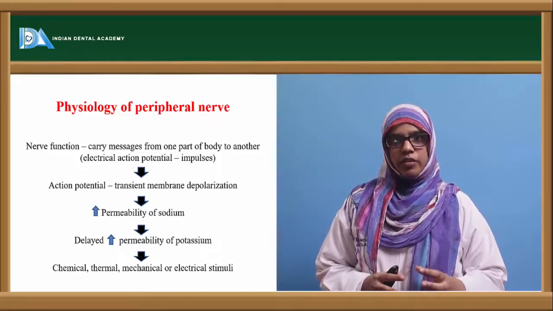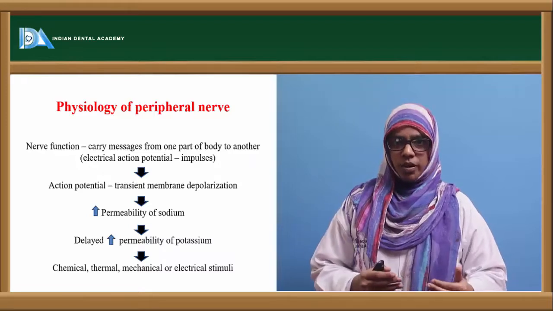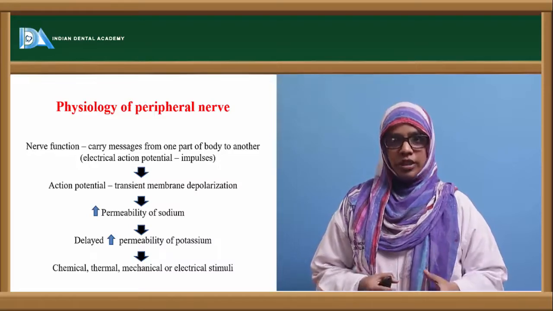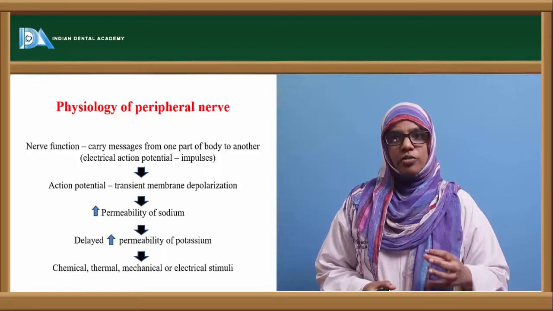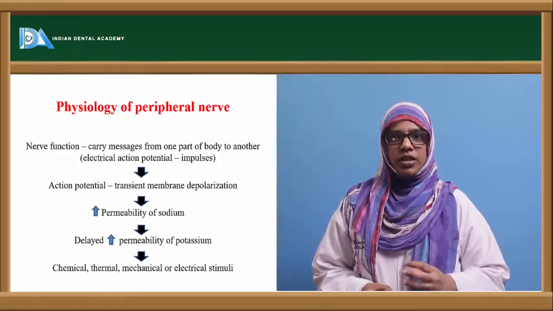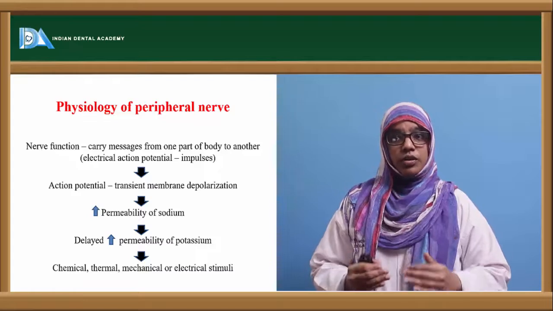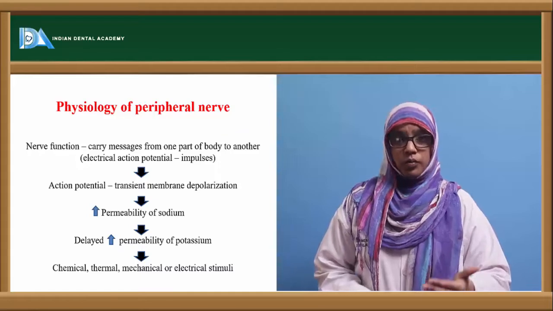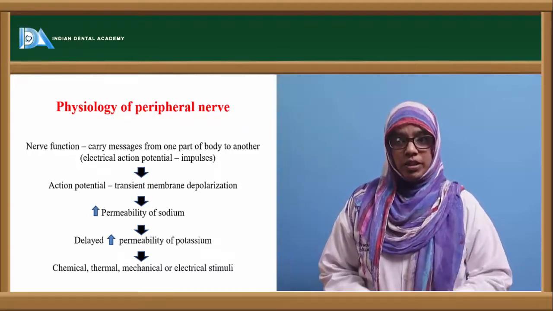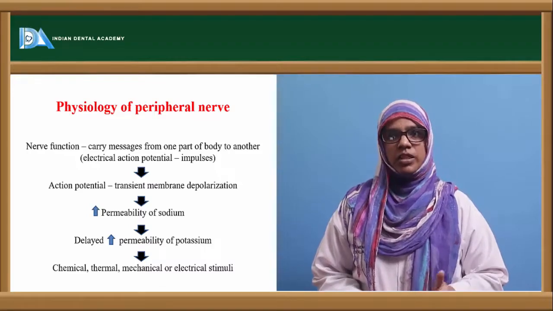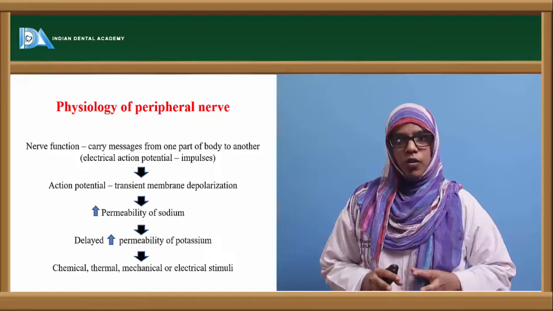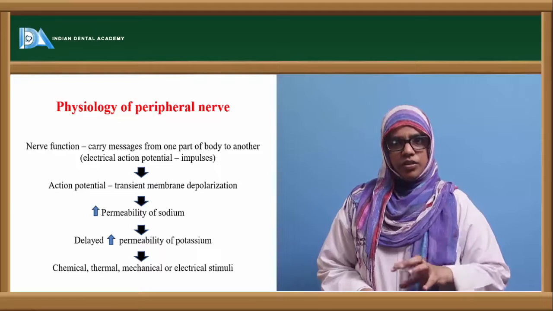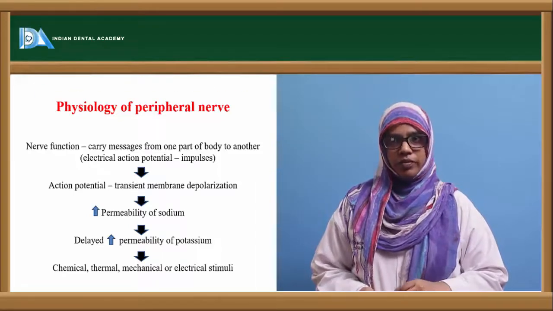Basically, the nerve functions by carrying messages from one part of the body to another. These messages are transmitted through electrical potentials called impulses. The action potential is responsible for the transient membrane depolarization. This membrane depolarization is important to elicit the electrical potential, which eventually depends upon increased permeability to sodium ion and delayed increased permeability to potassium ion. All of this occurs only when a chemical, thermal, mechanical or electrical stimulus is applied. This is just a brief idea regarding the physiology of the peripheral nerve.